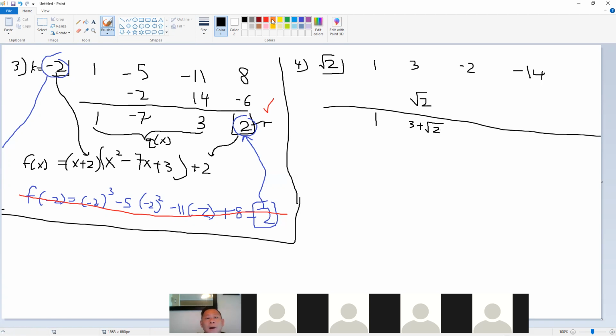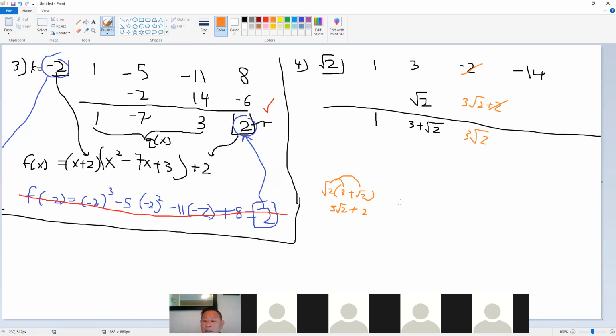Now, this is the difficult part, where you need to multiply. So what is the square root of 2 times 3 plus root 2? Because you need to multiply this. When you distribute, you will get 3 root 2 plus 2, because root 2 times root 2 is root 4, which is 2. And when you add, this 2 and this 2 will cancel out because it's 0. So what you're left with in this case is 3 root 2.